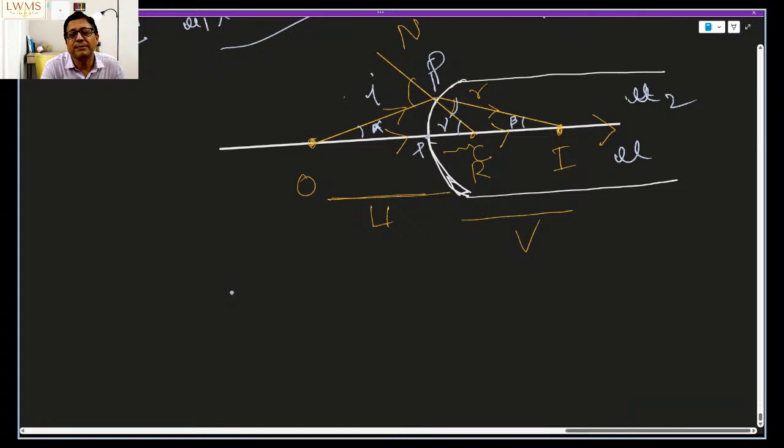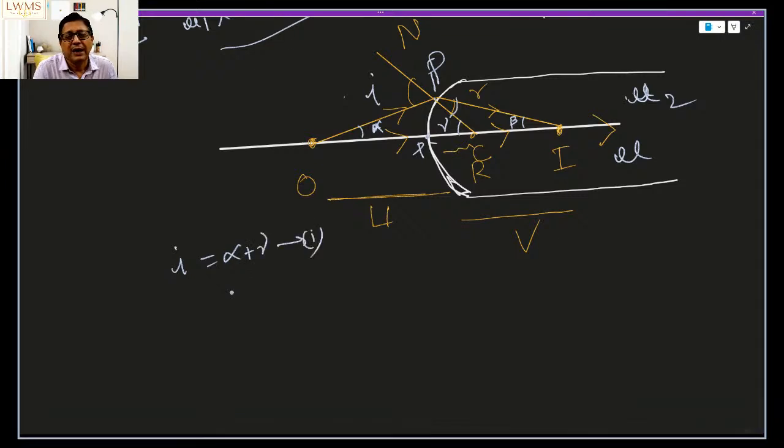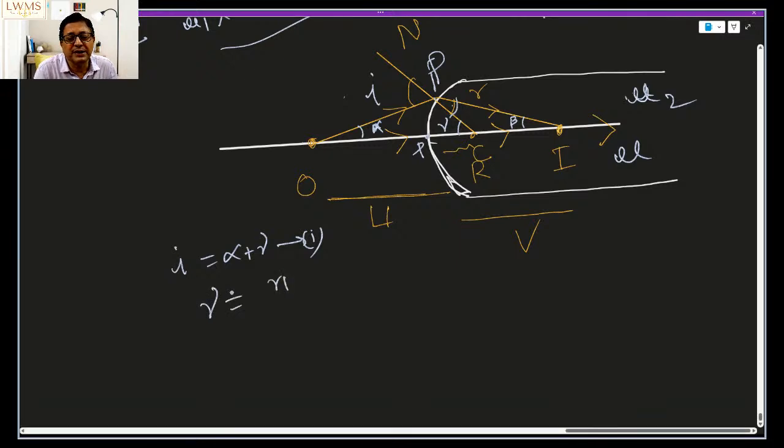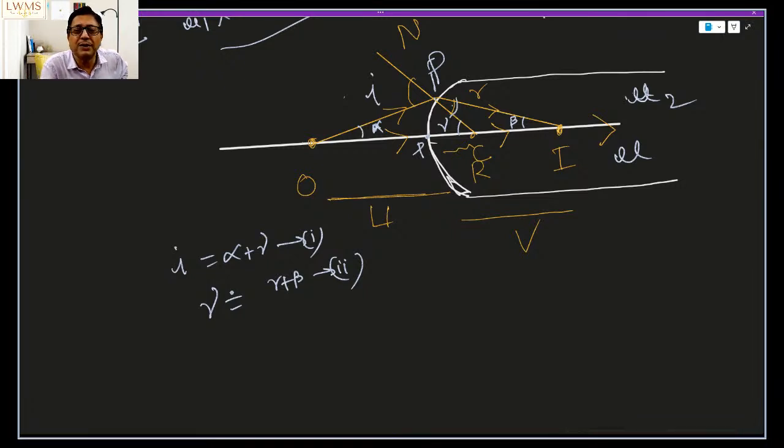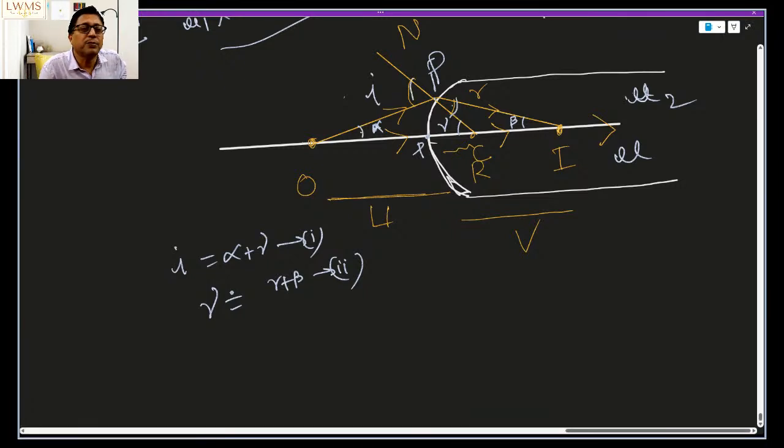See the diagram here, what is happening? In this diagram, I equals alpha plus gamma. You can see that. And gamma equals R plus beta. Am I correct? I equals alpha plus gamma because the exterior angle equals the sum of the two interior opposite angles.